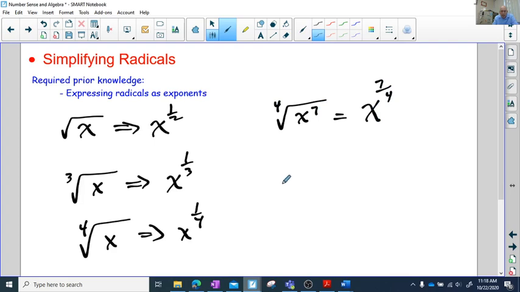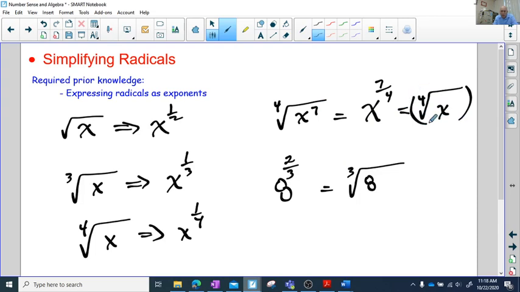Now you should be able to go in the other direction. If I said, what's 8 to the 2/3? What does that mean? That means, so the bottom number is always the index on your radical. That means take the cube root of 8, and then you can either have the exponent under here, this would have also been true, the fourth root of x, get your answer, and then raise it to the 7th power.